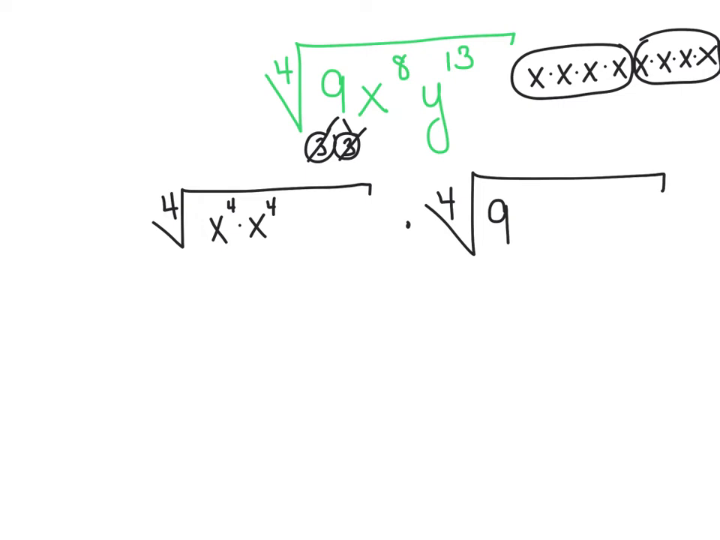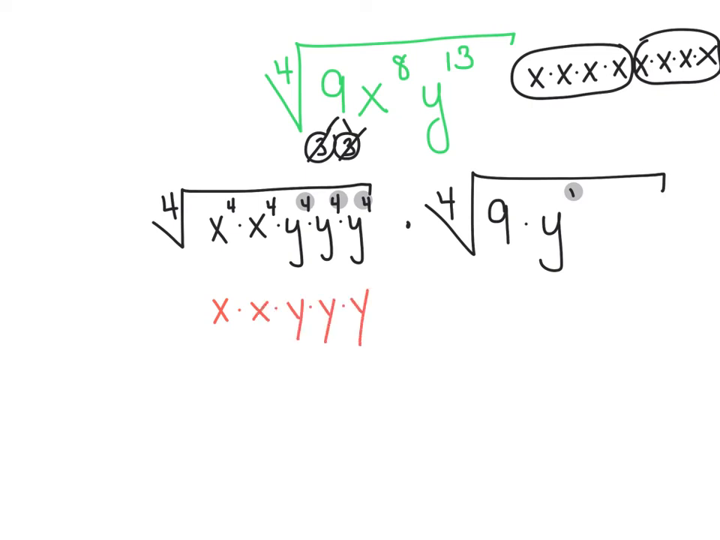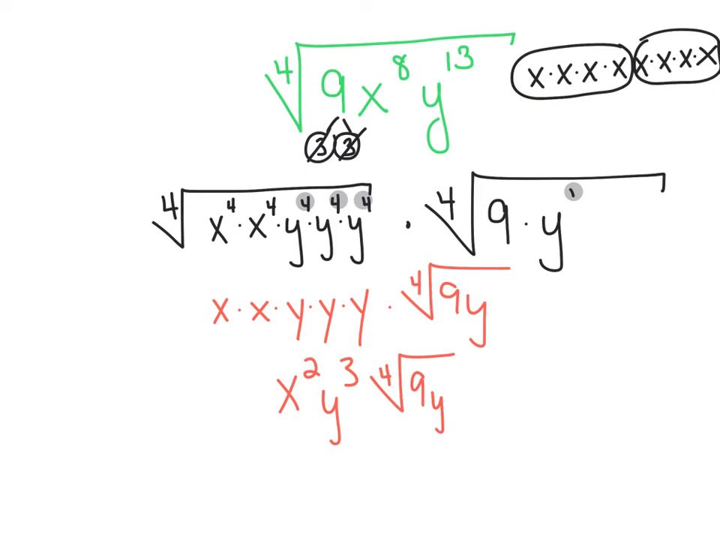Okay, and then y to the 13th. Well, here's y to the 4th. There's 4 of them. Another 4 would be to the 8th. Another 4 would be to the 12th. So I would have 1 left over, y to the 1st over here. Again, just double check your exponents. So 4, 4, 4, and 1. Keep your base, add. Your exponents would add to y to the 13th. So this first radical simplifies to x times y times y times y times the 4th root of 9y, or x squared y cubed times the 4th root of 9y.